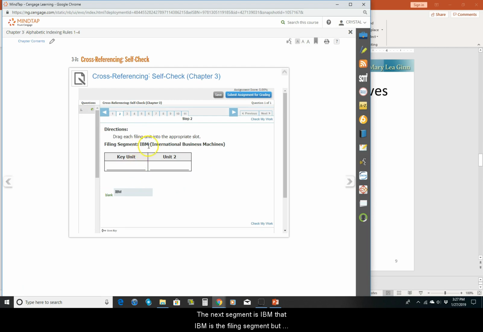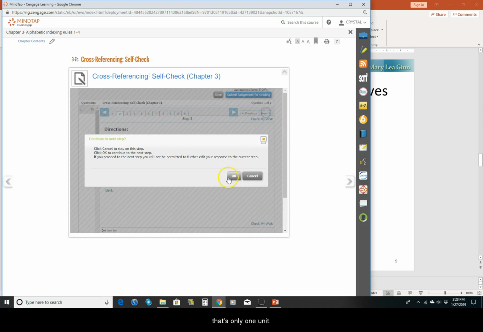The next segment is IBM. Now IBM is the filing segment, but they're also known by International Business Machines. When you see a name in parentheses beside the original filing segment, that means that this is an alternate name that this business or individual goes by. So IBM is the filing segment that we're working with now, and that's only one, so it's the key unit.